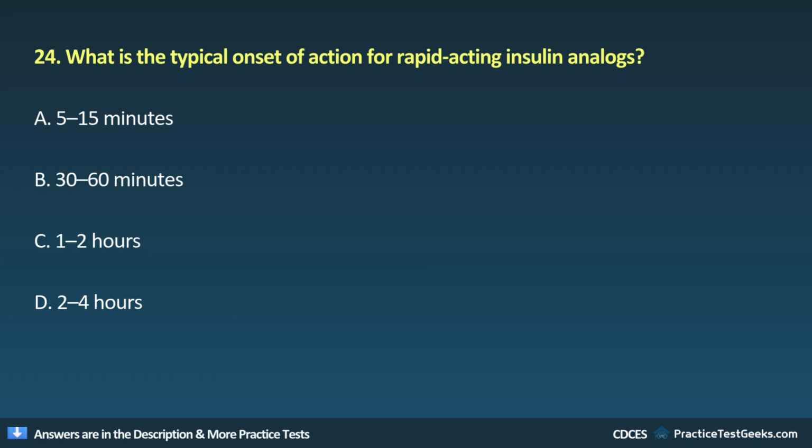24. What is the typical onset of action for rapid-acting insulin analogs? A. 5 to 15 minutes. B. 30 to 60 minutes. C. 1 to 2 hours. D. 2 to 4 hours.